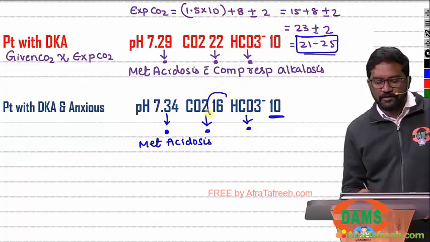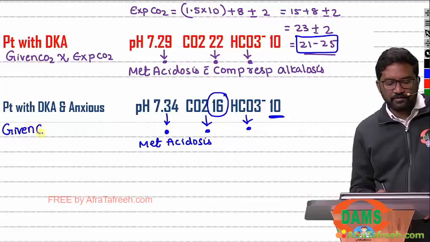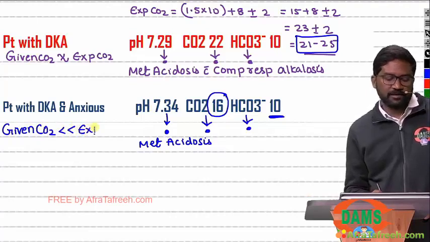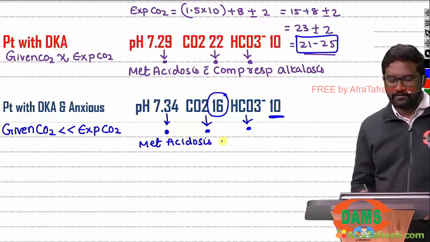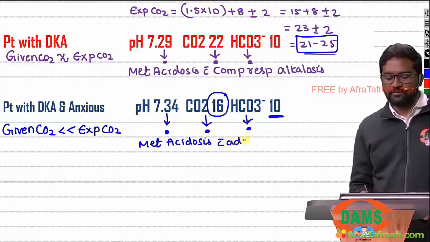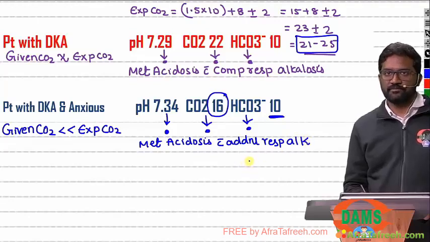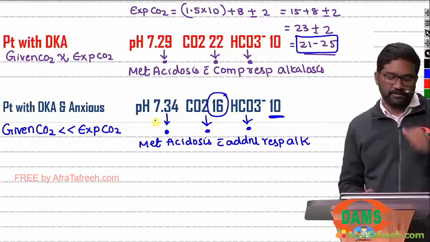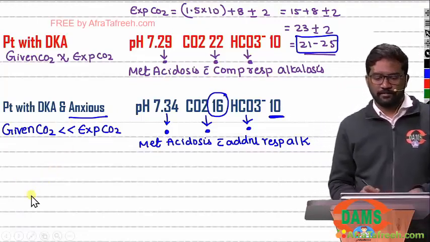But here CO2 has come down to 16. This is a situation where the CO2 in the patient's body, 16, is very much less than expected. So it means there is some extra CO2 washout from the body. Any extra CO2 washout should be referred to as additional respiratory alkalosis. So this is a mixed acid base disorder. What might be the reason for this additional respiratory alkalosis? The patient is anxious. He might be hyperventilating in panic.